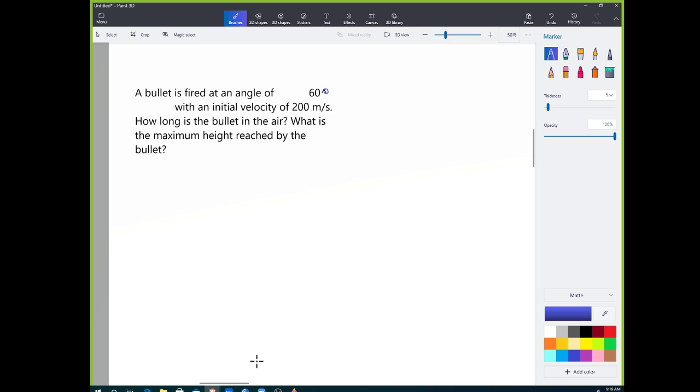Draw a diagram. So, in our diagram, for the first time ever, we have an angle. We're told how the bullet is fired. We know we have an angle of 60 degrees. And we know that we have an initial velocity of 200 meters per second. So in other words, we know the muzzle velocity of our gun. And it doesn't matter what angle I shoot the gun at, all bullets will come out of that gun at 200 meters per second. Does that make sense?